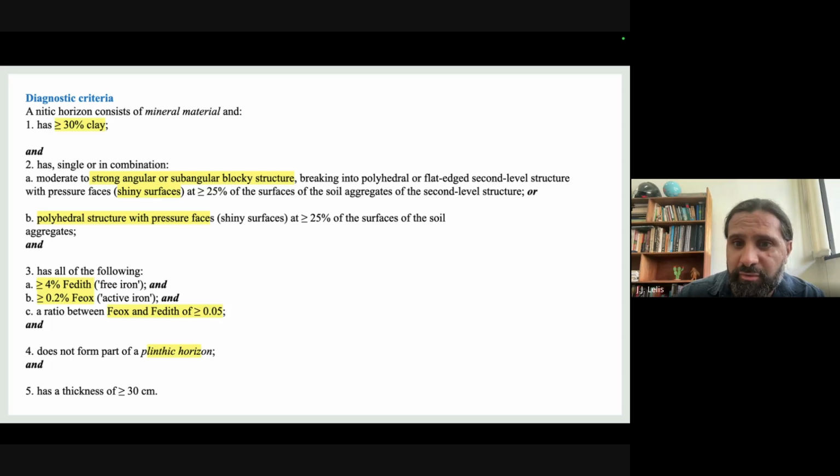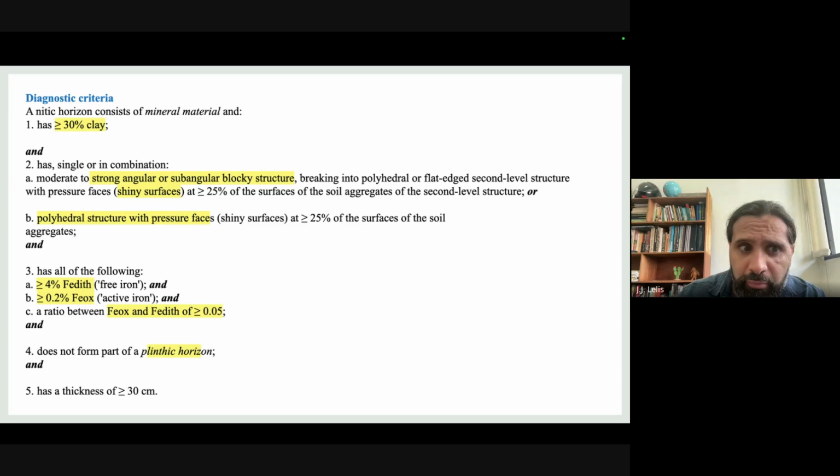Because of this high content of clay, we register a strong aggregation, a strong pedalization. So we can see a very low content of clay that is not composing the peds, is not composing the aggregates. Actually, the majority of it is composing the aggregates. So we register the moderate to strong structures.